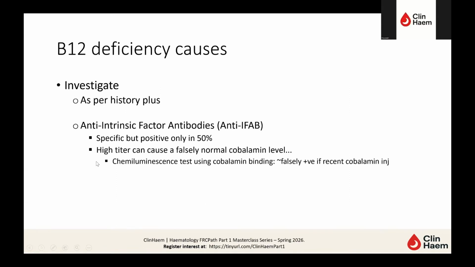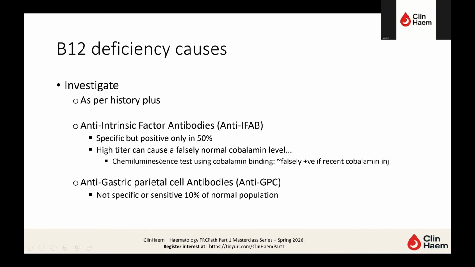Another caveat: there's a version of the test which is done by chemiluminescence, and because this relies on cobalamin binding, to see how well it binds to cobalamin or not, if a person has had a recent cobalamin injection, that's going to give you a falsely positive intrinsic factor antibody. So the test should be done before they receive the first dose or something like that. Other antibodies are called anti-gastric parietal cell antibodies, and in MCQs they are always going to be the wrong answer because they are not specific or sensitive to diagnose pernicious anemia.